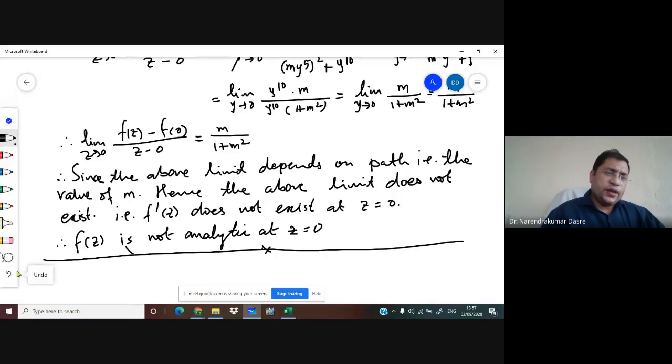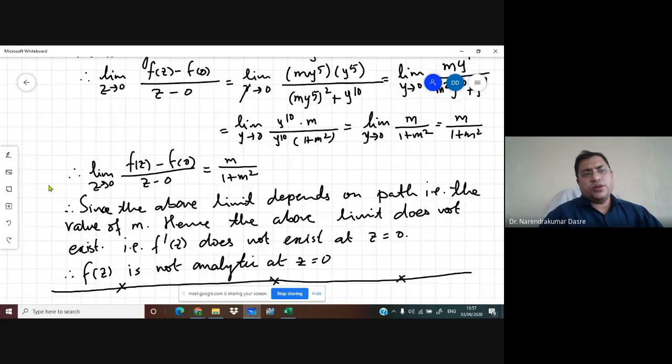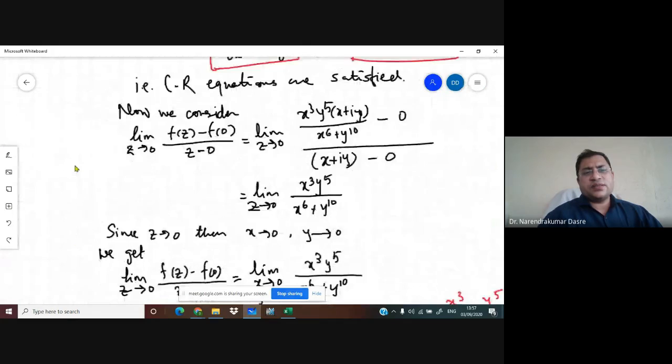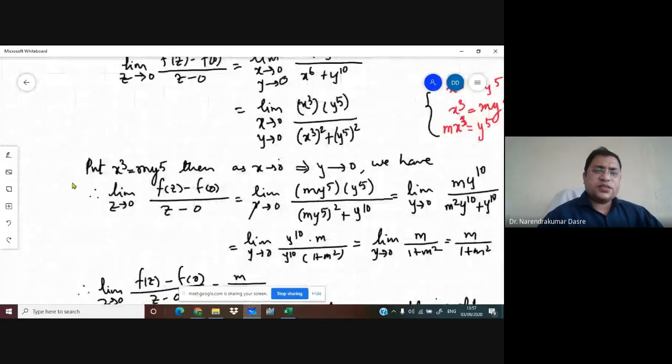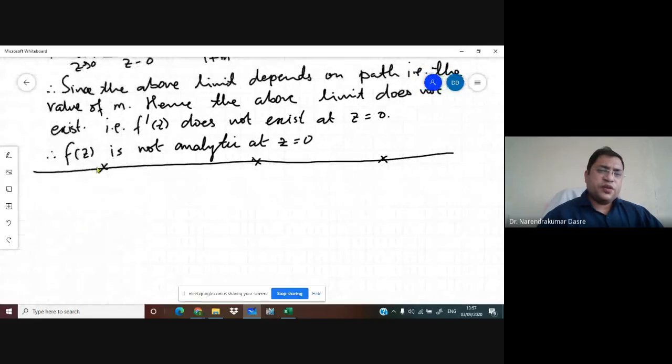Having only the CR equations is not sufficient. In this example, we proved that the CR equations are satisfied, but this function is not differentiable. If the function is not differentiable at a point, then we cannot say it is going to be analytic. Hence through this example, we proved that the CR equations are not sufficient conditions.